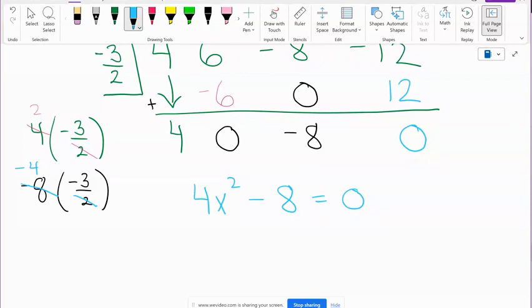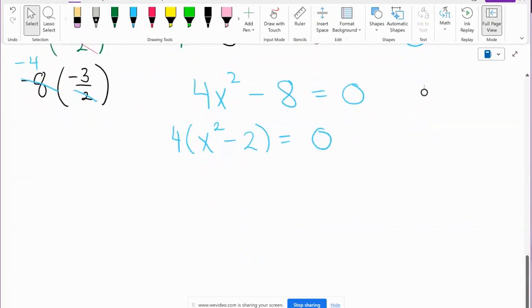Is this a difference of squares? Is 8 a perfect square? No. Is this a difference of squares? No. I do want to factor this though. What can I pull out of here? I can pull out a 4. When I pull out a 4, I'm left with x squared minus 2 equals 0. And now we solve. Can I factor any more x squared minus 2? No, it's not a difference of squares.